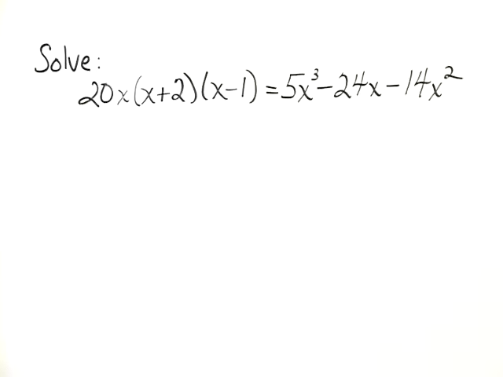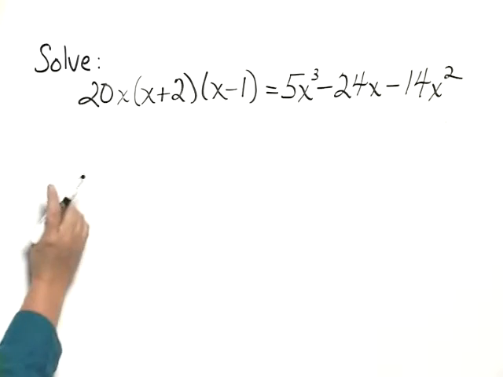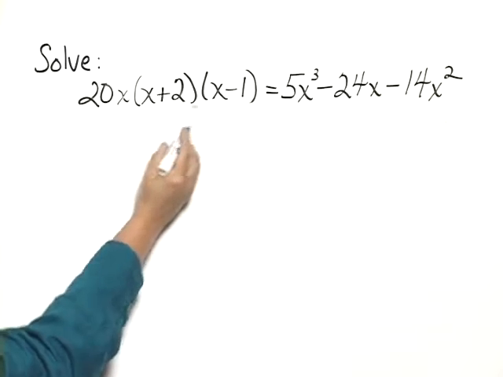Solve: 20x times (x plus 2) times (x minus 1) equals 5x cubed minus 24x minus 14x squared. Now this will take a little bit of time to do, but there's nothing hard. We just have to multiply out and then collect all the terms on one side and then factor. So let's start by multiplying here.